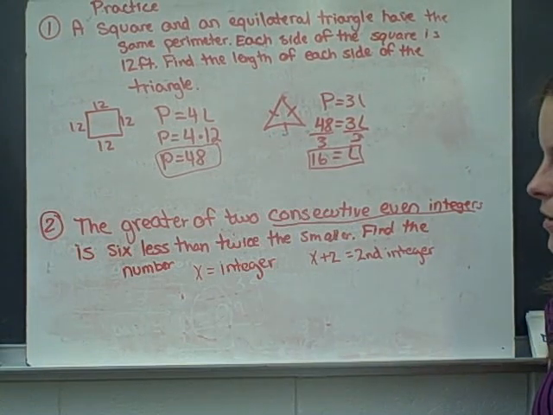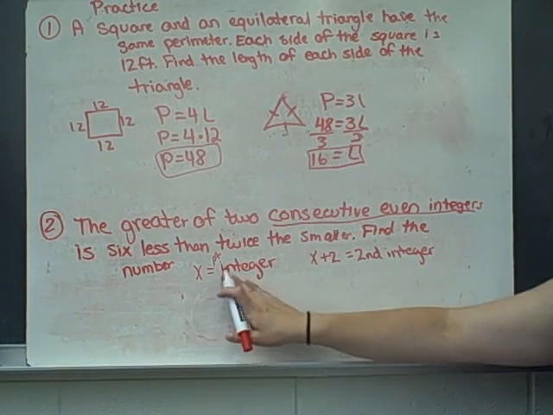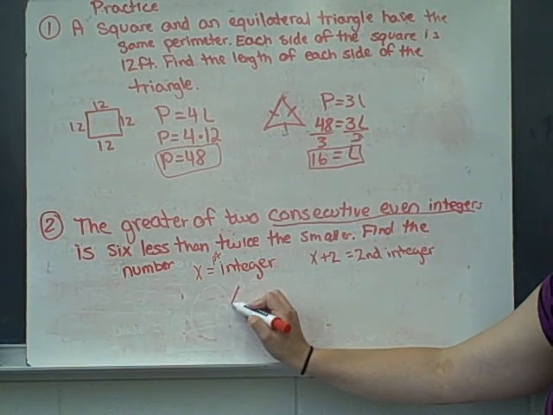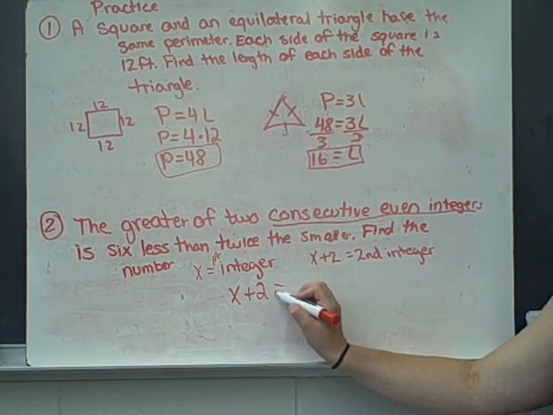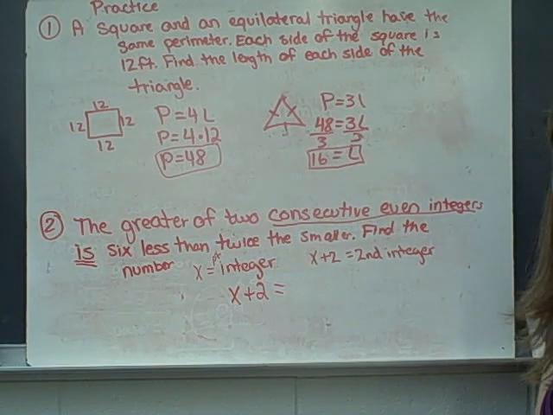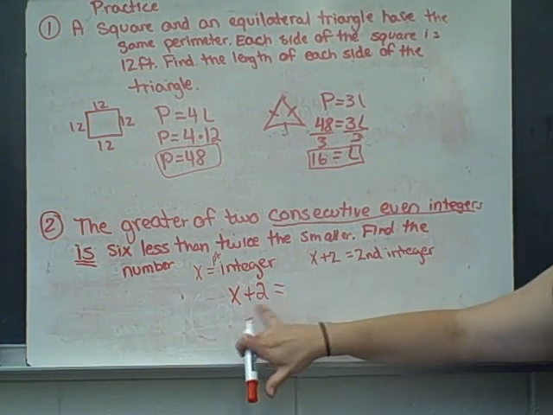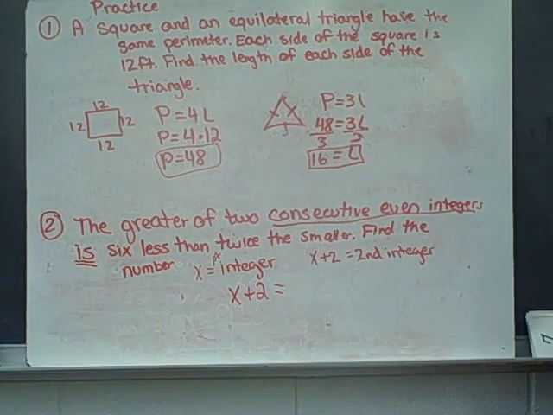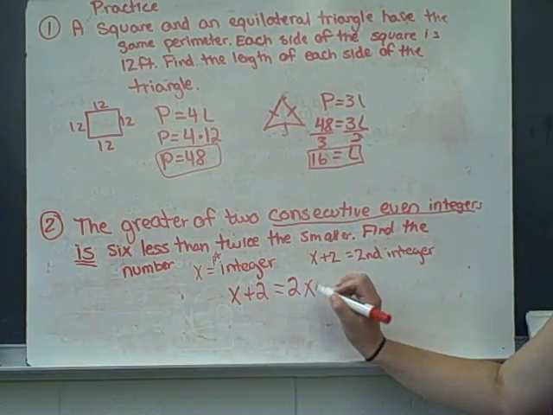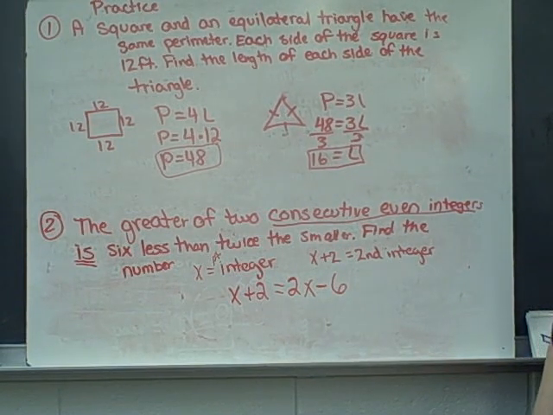Okay. So in this case, it says the greater of the 2. Well, which one's going to be bigger? This one's going to be bigger. So the greater of 2 consecutive integers, x plus 2, is, when you see is, most of the time that is going to mean equals, okay? So if the greater of 2 consecutive integers is 6 less than twice the smaller. Well, twice the smaller integer would be 2x, and 6 less than that would mean that I'm minusing 6. Okay, you see how I've set up my equation here?